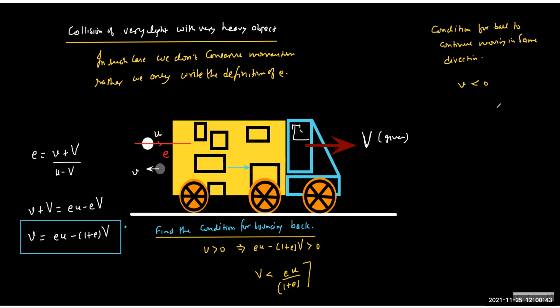Why? Because it would move in the opposite direction. I assumed v as a bouncing value, but I don't want it, so it must be negative. So that will only change the sign. So v must be more than this value.